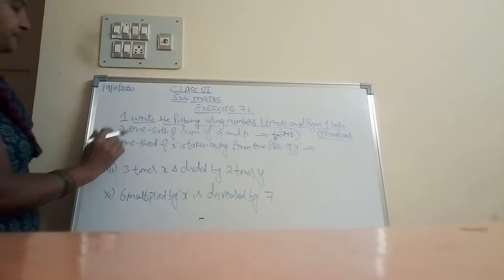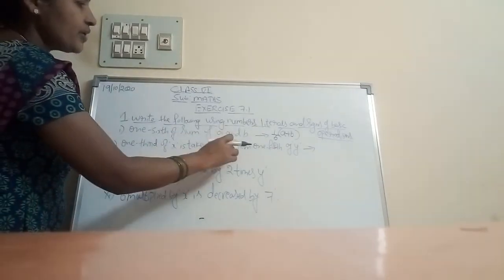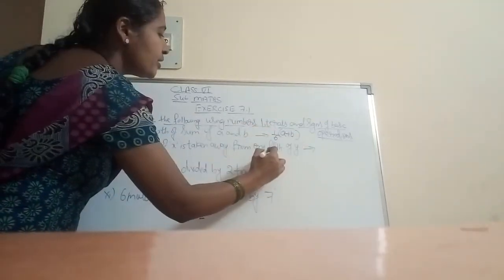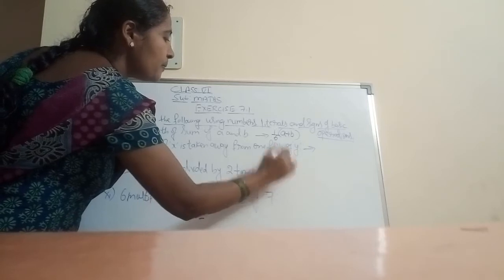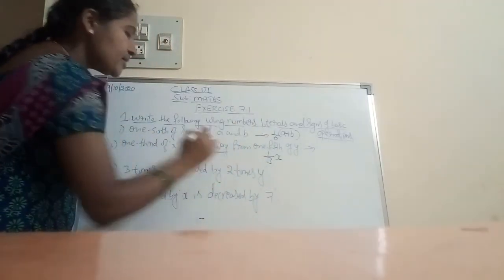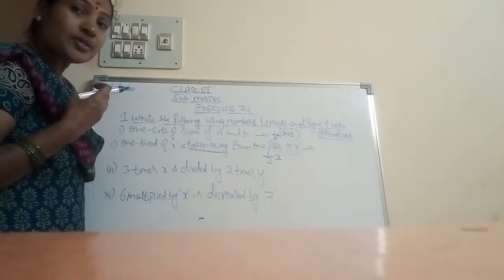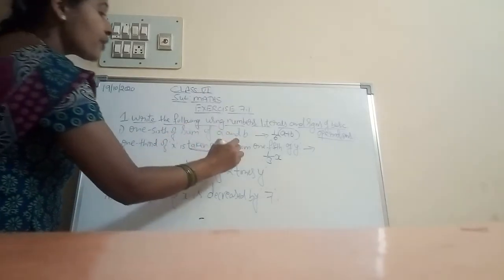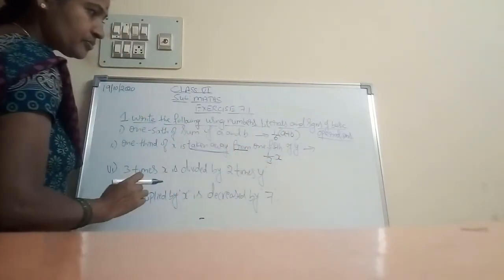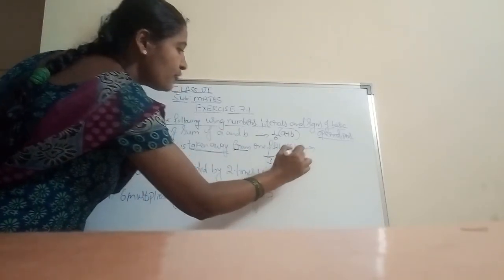Next, the second one. 1/3 of X is taken away from 1/5 of Y. 1/3 of X means 1/3 X. Taken away is nothing but subtract. We have to subtract it. Taken away from, by which number? From 1/5 of Y. I will write here, 1/5 of Y means 1/5Y.